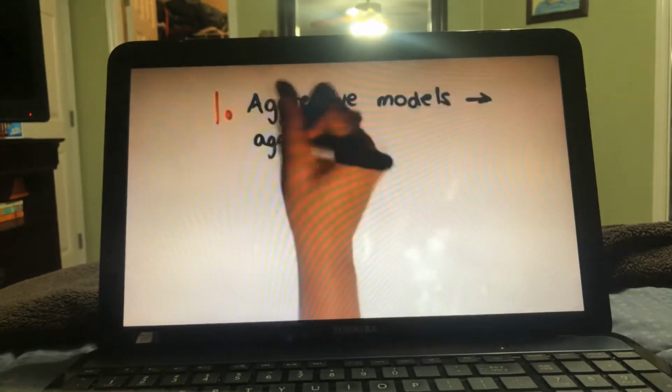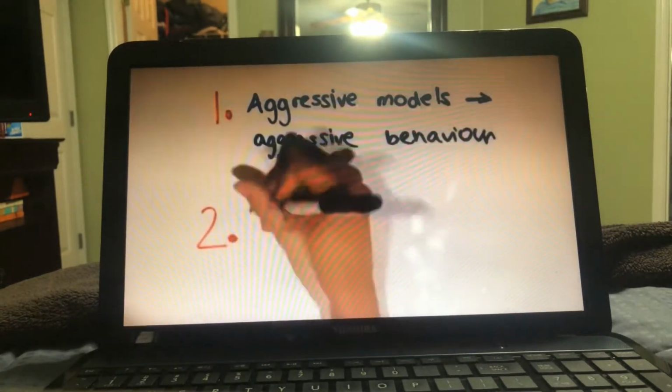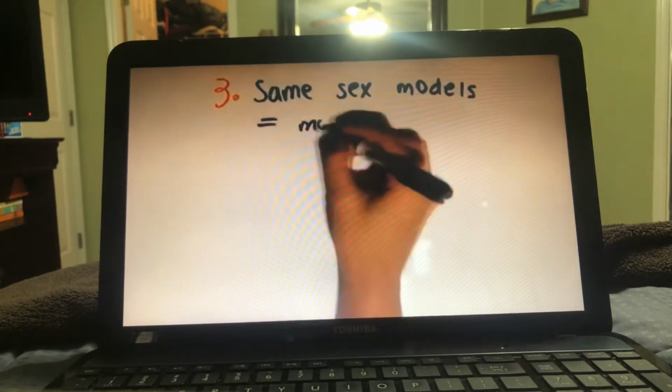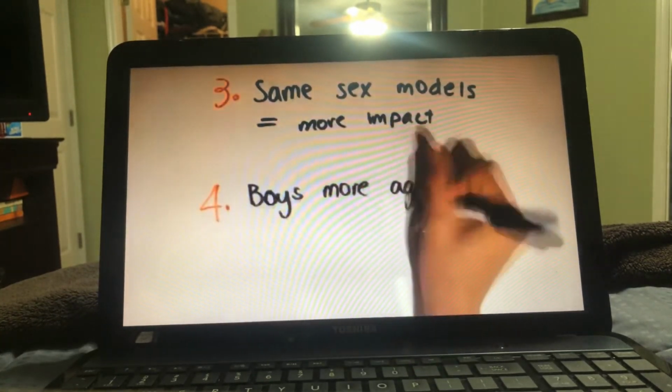1. Aggressive models will lead to more aggressive behavior. 2. Non-aggressive models will lead to less aggressive behavior. 3. Same-sex models will have more impact. And 4. Boys will have more aggressive responses than girls.